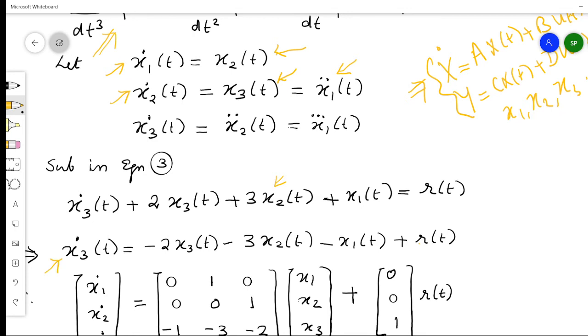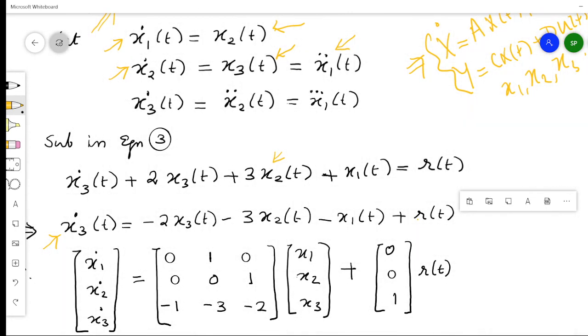So from these equations we can form a matrix. From the x1 dot t equation, we can see that only x2 is present, which means that x1 and x3 are absent. So the coefficients of x1 and x3 are 0, and the coefficient of x2 is 1 in this equation. And x2 dot t, when you write it, you get x3 of t. So the coefficients of x1 and x2 are 0 there. And in x3 dot we have all these variables present, x1, x2, x3. So we can put it in the matrix form, x1 dot, x2 dot, x3 dot.